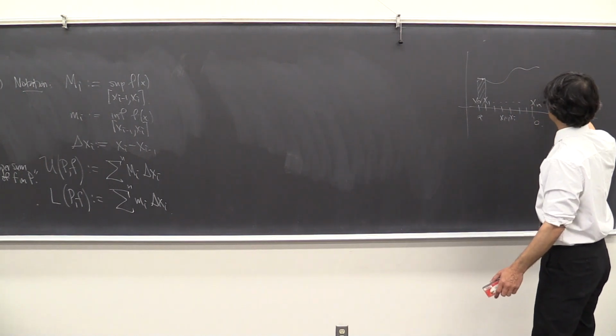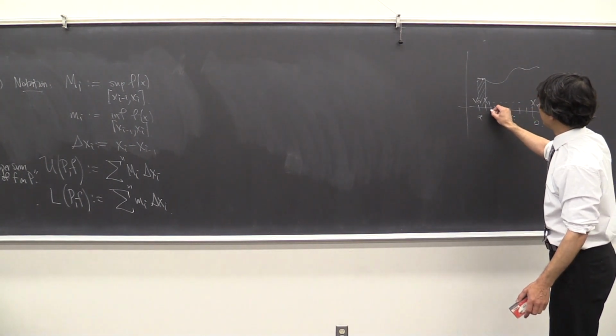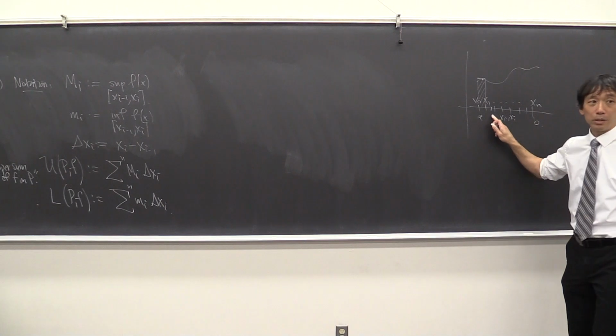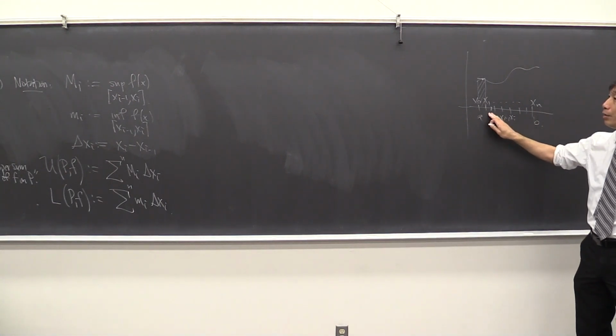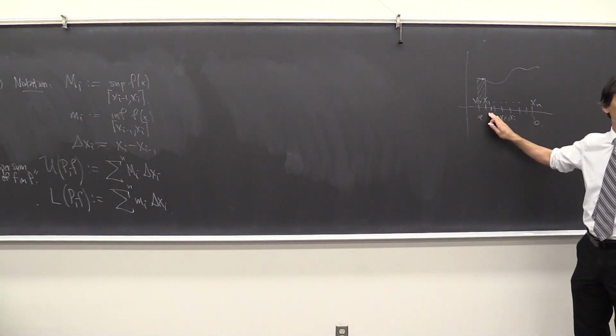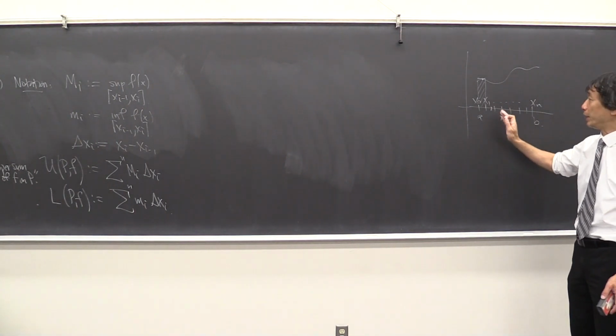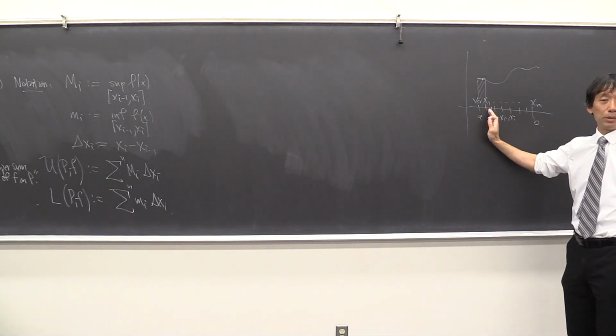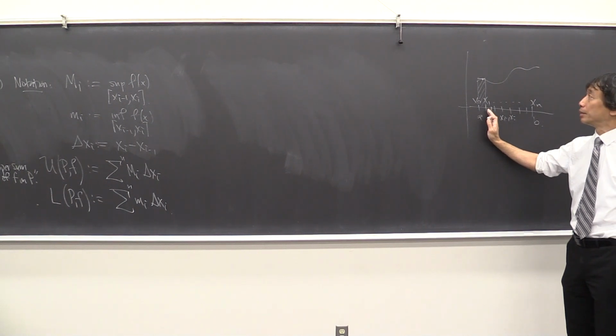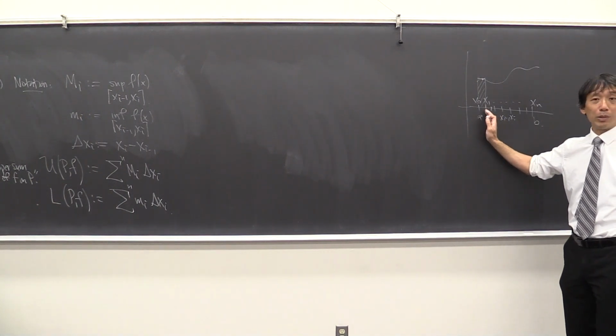If I change the partition, suppose I throw in an extra dot here. What happens to the upper sum? Suppose I make the partition a little bit finer by throwing in a dot. What happens to the upper sum? What's the relation between the new upper sum and the old one? Is this new upper sum bigger or smaller than the old one?